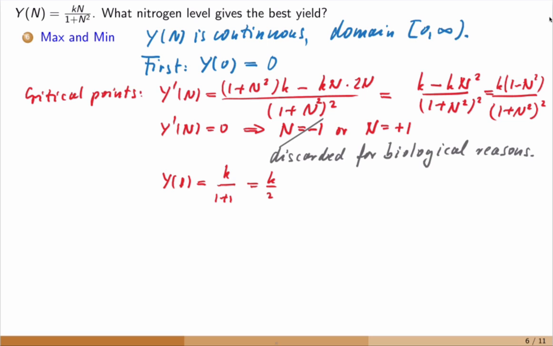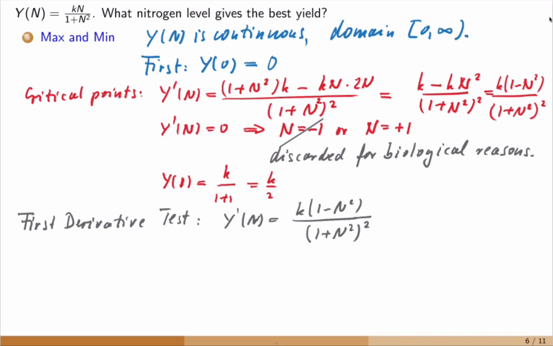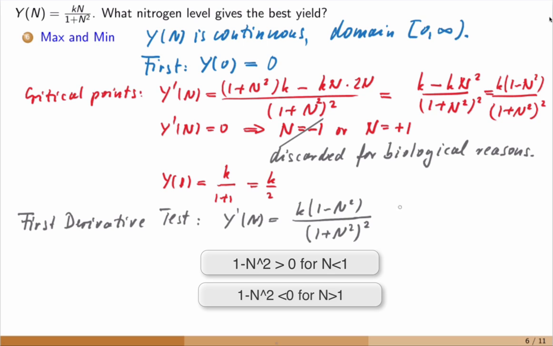Well, the second derivative test requires a derivative of this term here. So this, I don't know. Maybe let's try the first derivative test. Seems to be easier in this case. So we look at y prime of n, and again this is the formula given above. Now we are left of 1. If we are smaller than 1, then the factor 1 minus n squared is positive. So the slope is positive on the left. If we go past 1 and n is bigger than 1, then the slope is negative. So y prime changes from plus to minus.